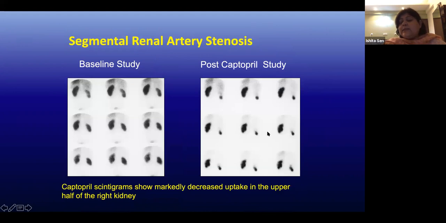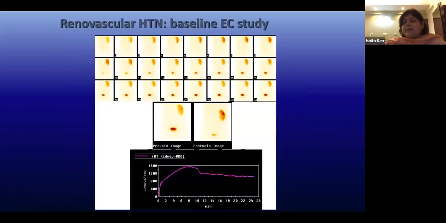You can also look at segmental renal artery stenosis. So this is a patient. You can see this is a normal baseline study. You see the normal left kidney, the right kidney shows almost homogeneous uptake. And post-captopril, while the lower pole shows normal renal parenchymal transit, it is the upper pole which shows a reduced uptake, and which is often seen in segmental renal artery stenosis.